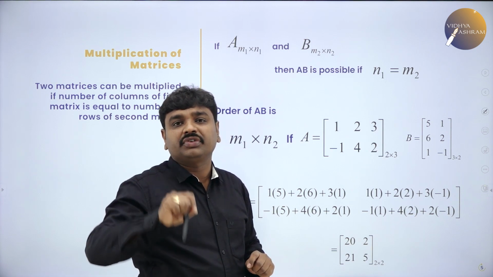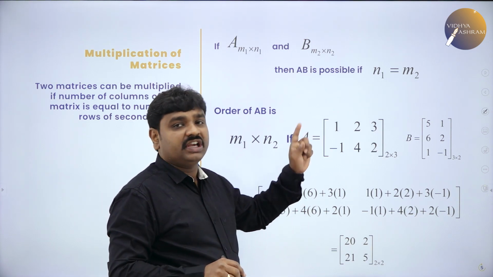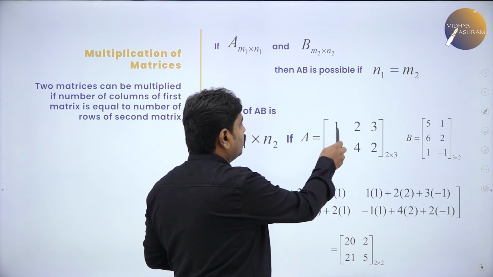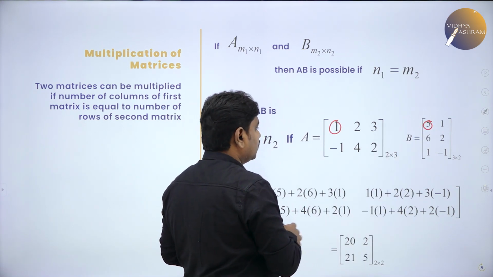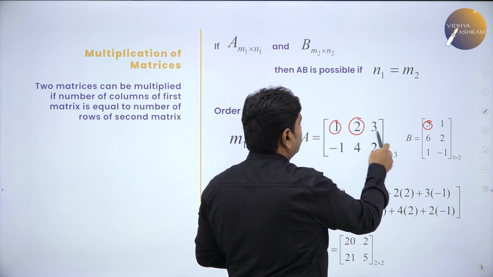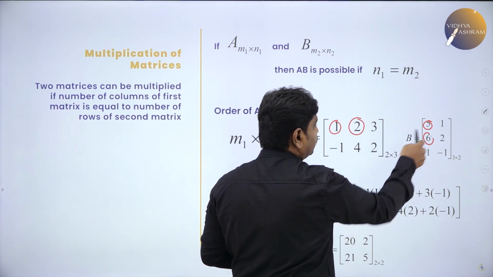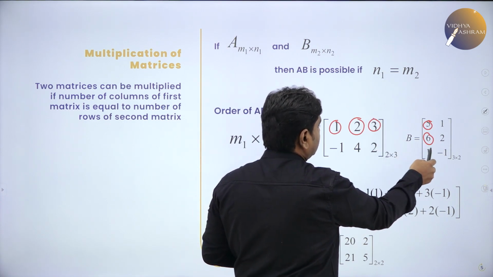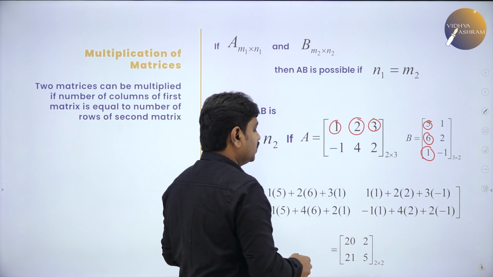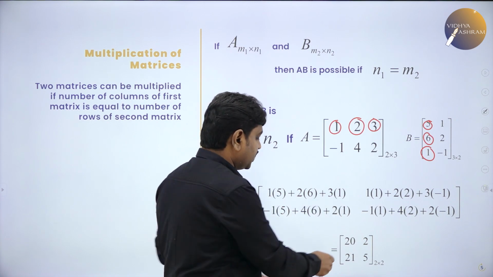How to multiply first row with first column? Corresponding elements. First row first element ಏನಿದೆ 1 ಇದೆ. So multiply with first column first element 5, 1 into 5. Then first row second element 2, multiply with first column second element 6. So plus first row third element 3, first column third element 1, 3 into 1. ಇದನ್ನೆಲ್ಲ multiply ಮಾಡಿ add ಮಾಡಿದ್ರೆ you will get first element.